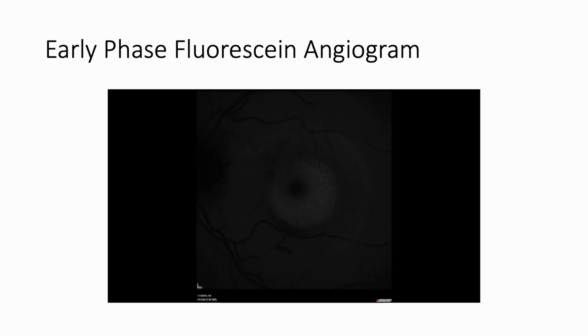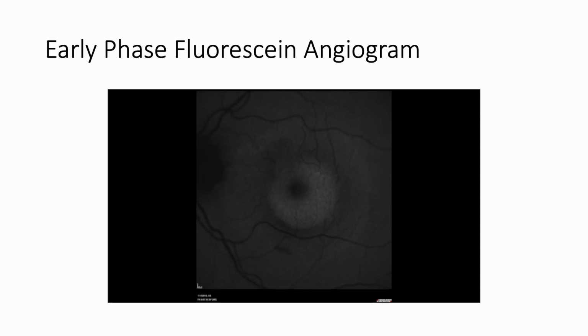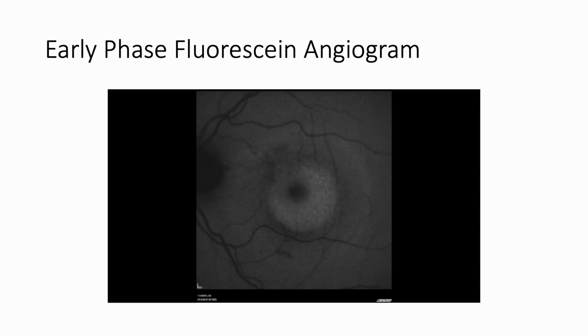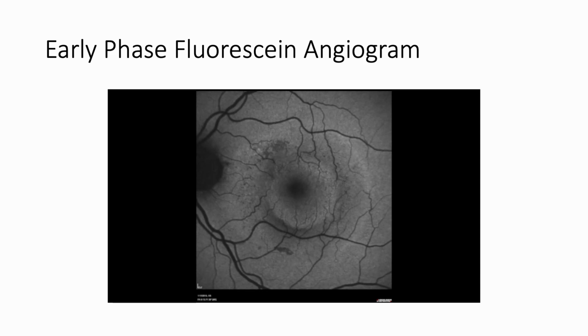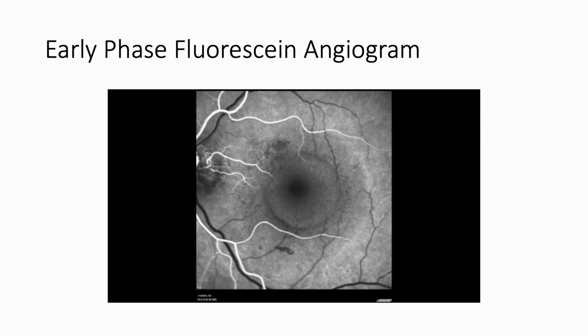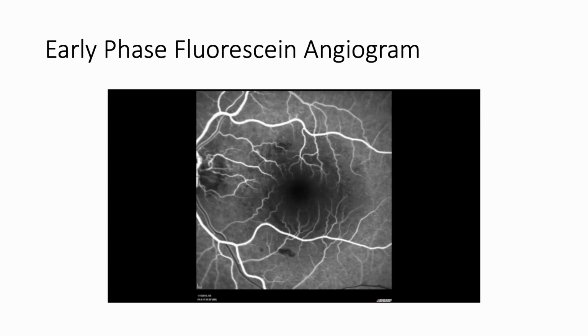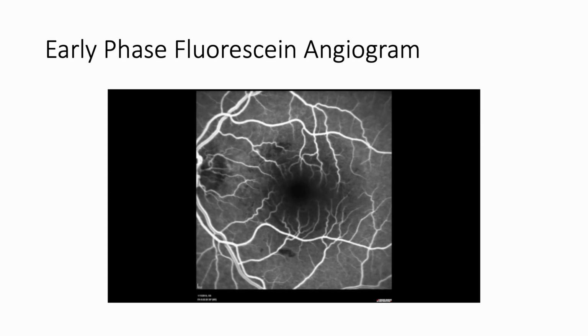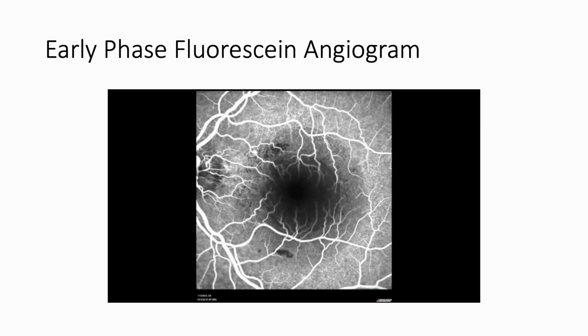This is an early phase angiogram of a patient with a central pigment epithelial detachment. At approximately 11 seconds, there is choroidal flush, followed shortly thereafter by arterial filling, and then laminar venous flow, and finally full venous filling.